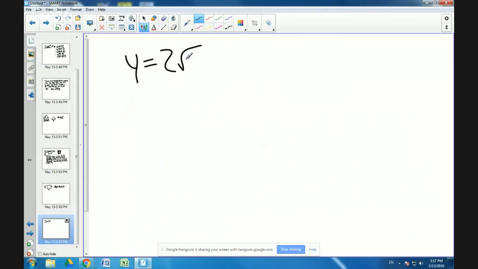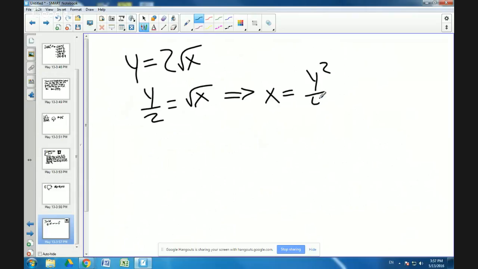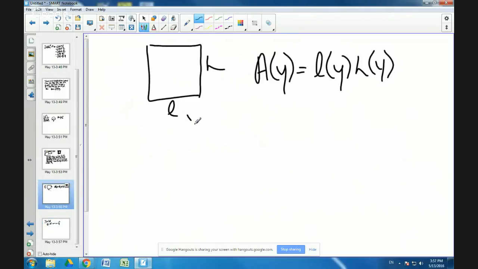So what we need to do is get that in terms of y. So you've got y over 2 equals root x, which means that x equals y squared over 4. So this is the length of your rectangle. So we found the length, which is x equals y squared over 4. Now we just need to find the height.